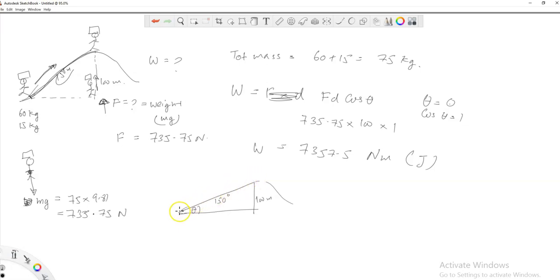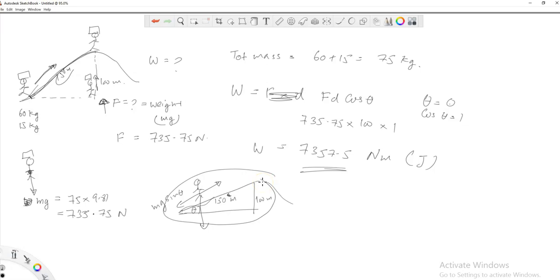There's always some kind of differences. But assuming it's a straight line, here's the weight, here's the mg sine theta. So the force going up has to be equal to this. That force multiplied by this distance of 150 meters should give you the same amount of work. But don't worry about this piece right now.